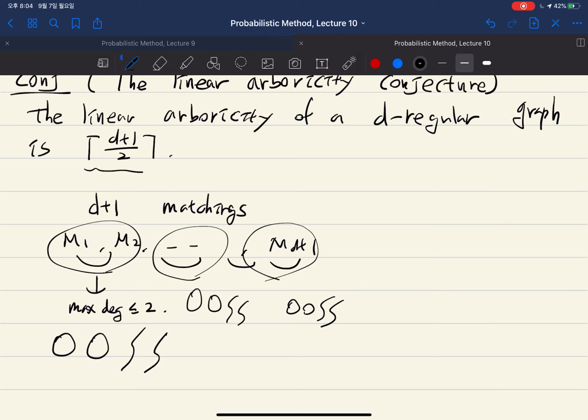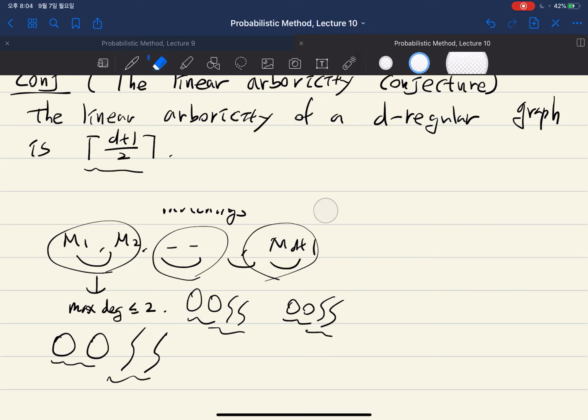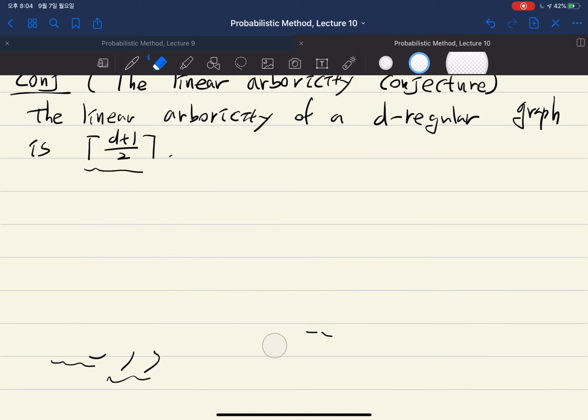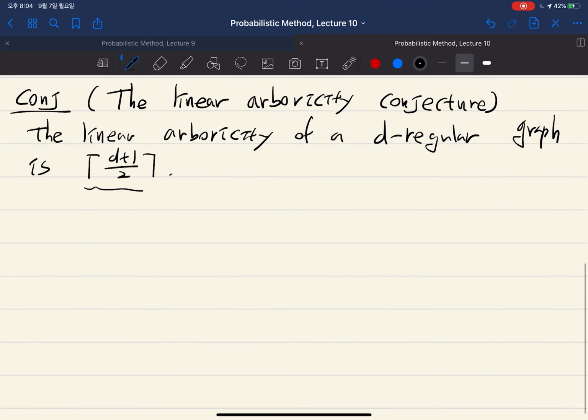So the question is, can we do a bit better than this? Can we make sure that we don't have any cycles, and every component is actually a path? That's the motivation of this conjecture.